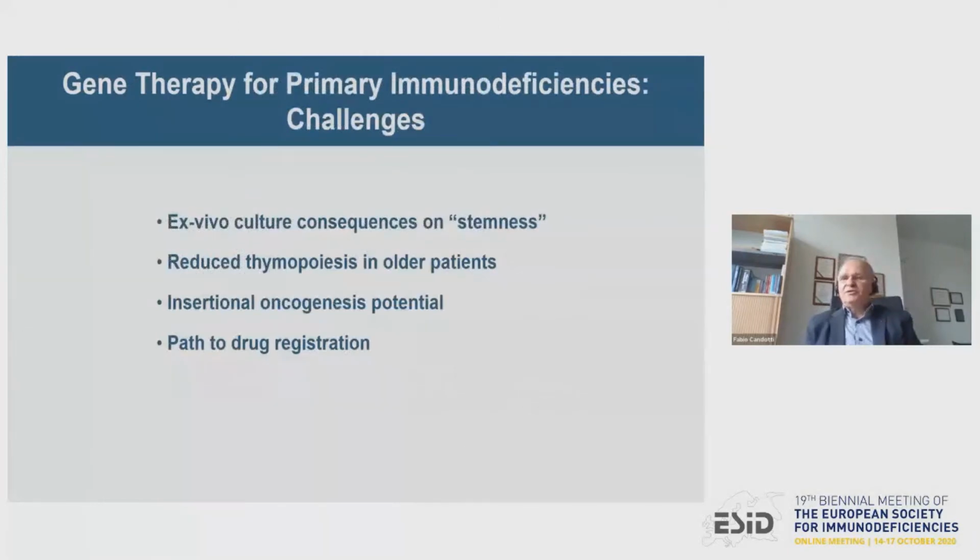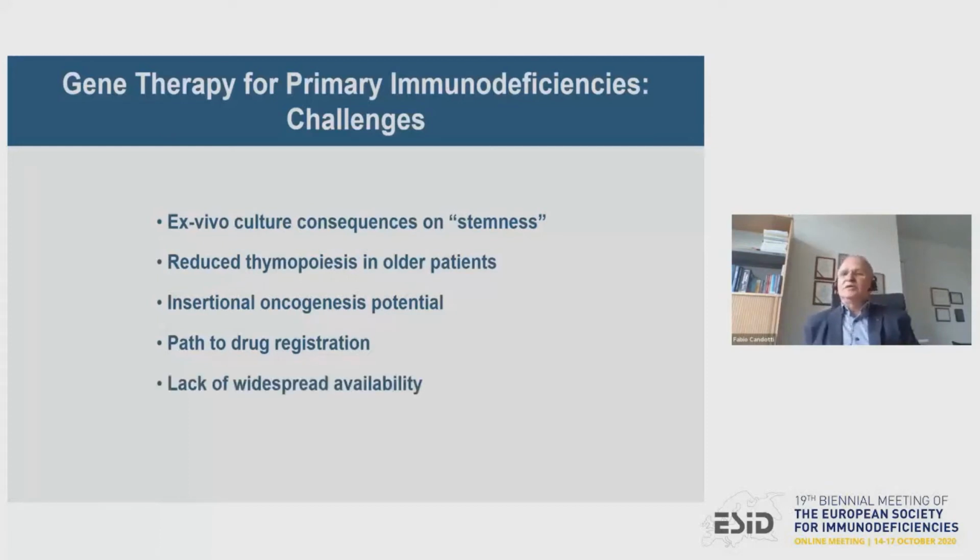Continuing with the discussion of the challenges of gene therapy for primary deficiencies, as any new investigational drug, gene therapy has to contend with the difficult path to drug registration. As of today, only one gene therapy product for immune deficiencies has reached registration in Europe, and that is Strimvelis, the gamma retroviral vector gene transfer procedure for adenosine deaminase deficiency. Hopefully, other products will reach registration as well soon.